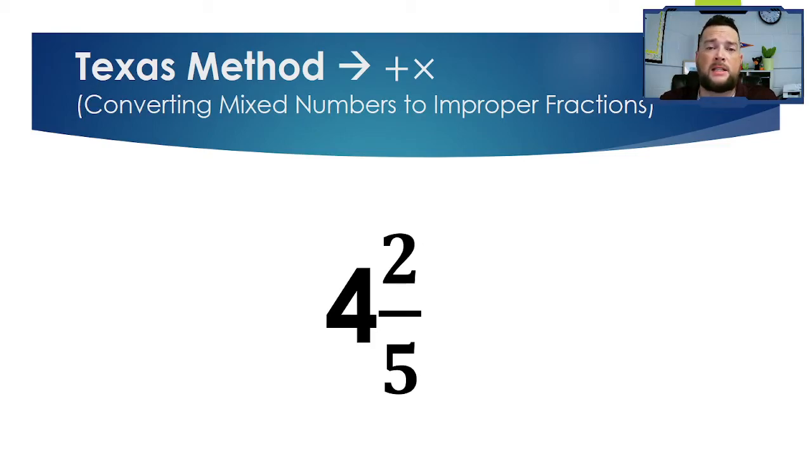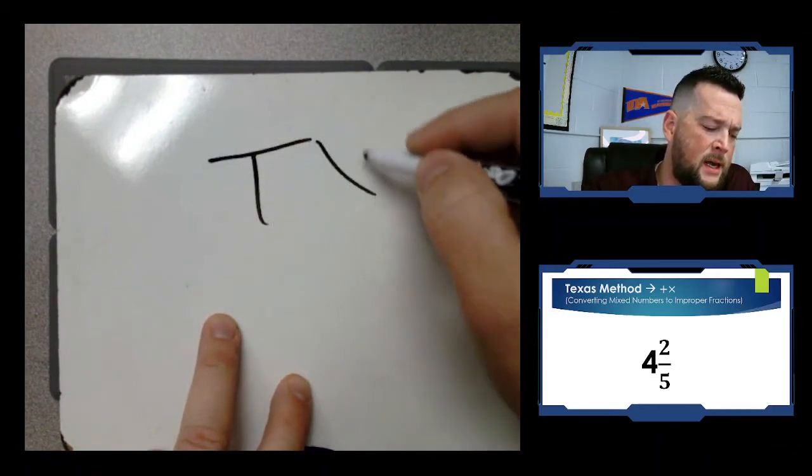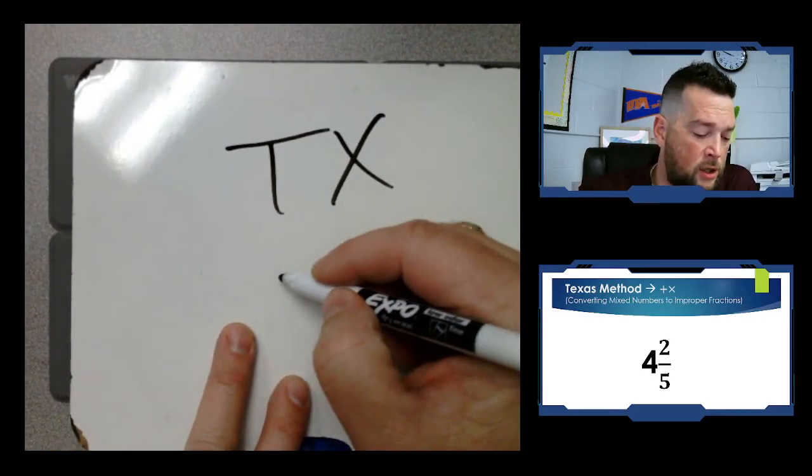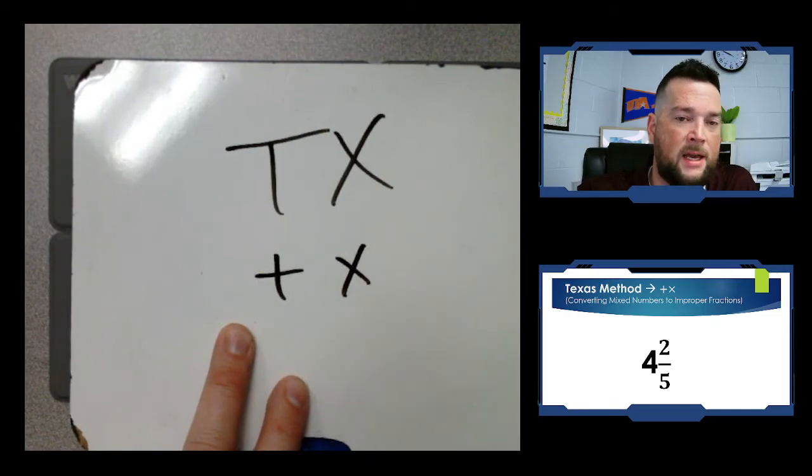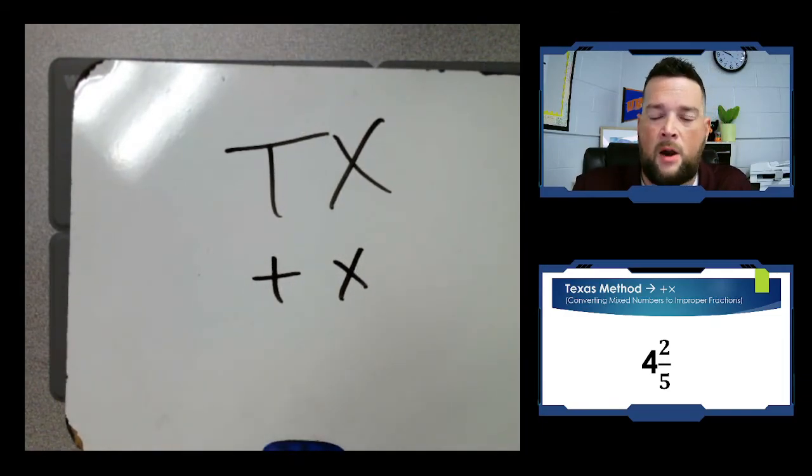I like to teach the Texas method. The initials for the state of Texas are TX. All right, just like that, TX. And so I'm going to write those as lowercase, and it kind of looks like a plus and a multiplication. That's what I kind of want to get.